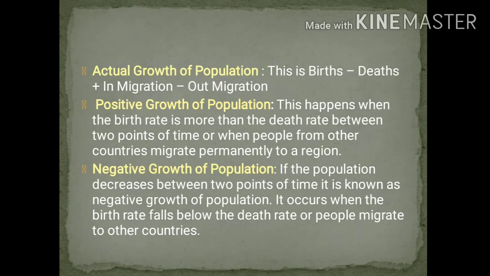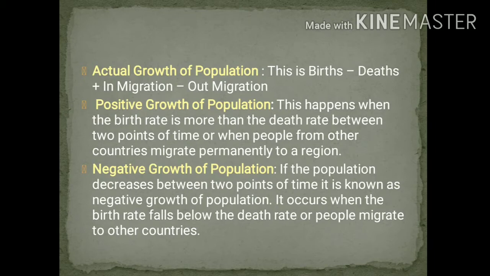Then we have actual growth of population. Actual growth of population is calculated as births minus deaths plus in-migration minus out-migration. So by the difference of births and deaths and by the difference of in-migration and out-migration, if you add these two, you will get the actual growth of population.